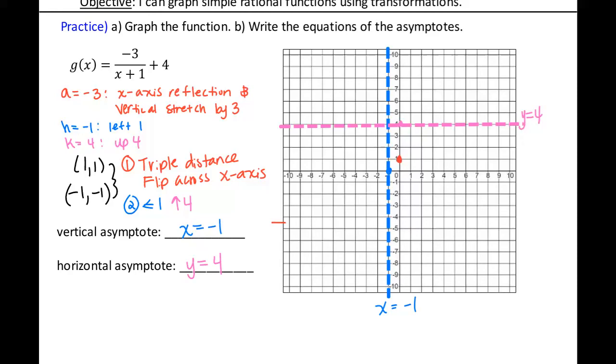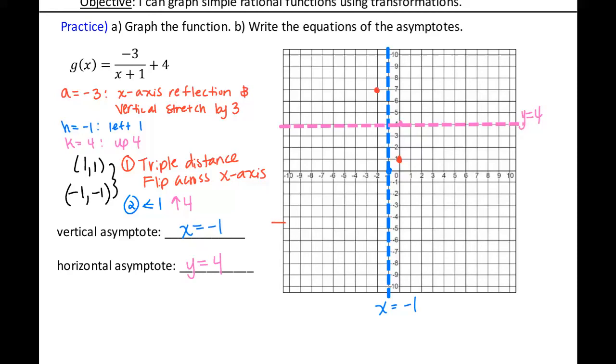Where did you guys end up on for the other one? Anybody have the coordinate point? Are we on the right side or the left side? The left side, yeah. I got (-2, 7). Did you guys all get that? Yes? No? Maybe so? So (-1, -1). Triple it to -3. Then flip it to +3. And then we go to the left 1 and then up 1, 2, 3, 4. So good. You end up at (-2, 7).